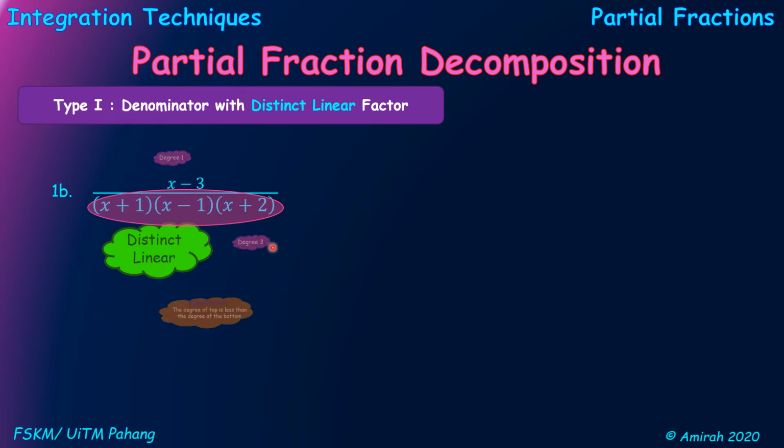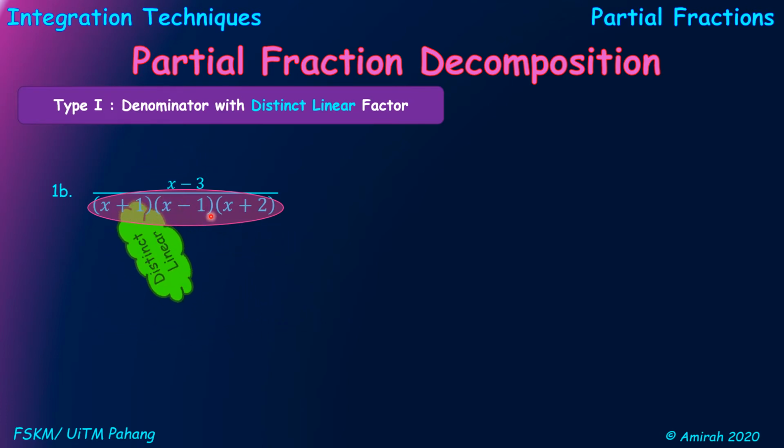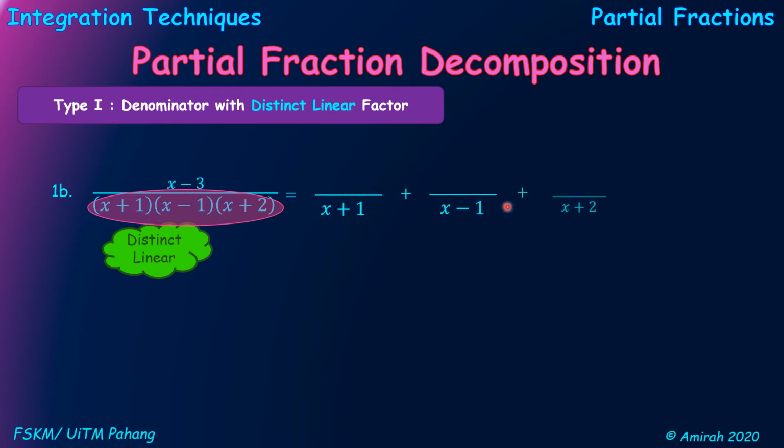Alright. Okay, so from this fraction with denominator distinct linear factors, we can equate to sum of 3 partial fractions. Alright. The first denominator should be the first factor, which is x plus 1. The second denominator is the second factor, which is x minus 1. And the third denominator is the third factor, which is x plus 2.